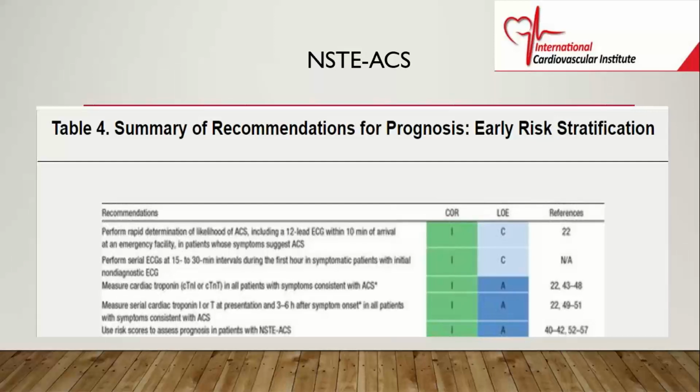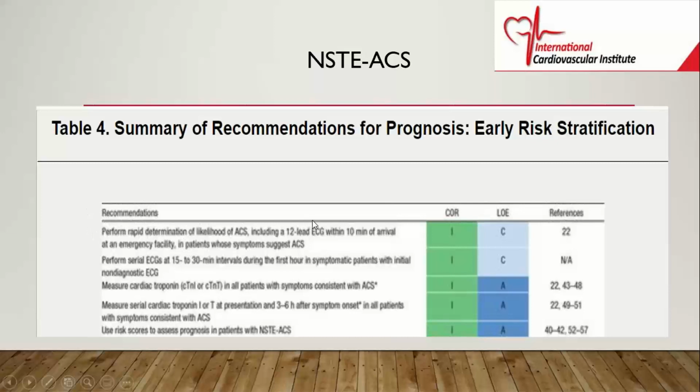Okay, so the patient presents with chest pain suggestive of acute coronary syndrome, and you do an ECG. There may be some ST segment deviation. The patient may have some risk factors, and you're going to get your biomarkers as soon as possible. And again, the biomarker we're talking about is your troponin.